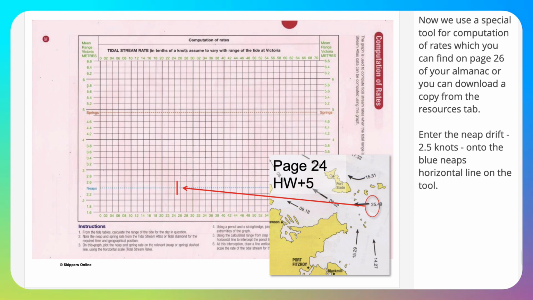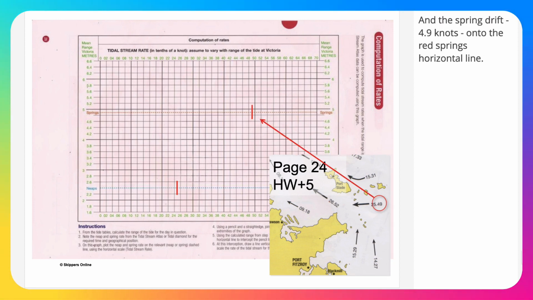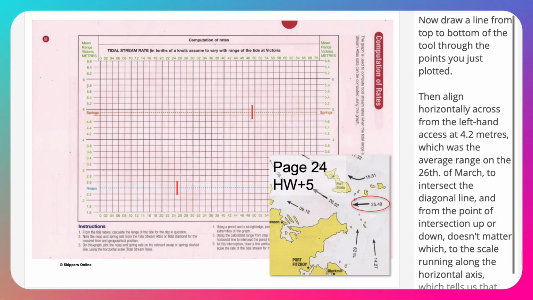Now we use a special tool for computation of rates, which you can find on page 26 of your almanac, or you can download a copy from the Resources tab. Enter the neap drift, 2.5 knots, onto the blue neaps horizontal line on the tool, and the spring drift, 4.9 knots, onto the red springs horizontal line. Now draw a line from top to bottom of the tool through the points you just plotted.